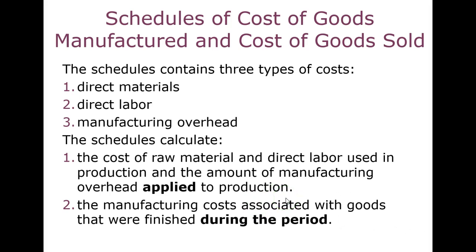In the chapter, you'll notice that there are a couple of schedules that they covered. One is a new one, the schedule of cost of goods manufactured, and then that leads into the cost of goods sold schedule. In the schedule of cost of goods manufactured, we show the amount of materials, labor, and overhead we used, and then we can also adjust for some applied overhead. Well, this is really in the cost of goods sold area. Let's skip that for a second.